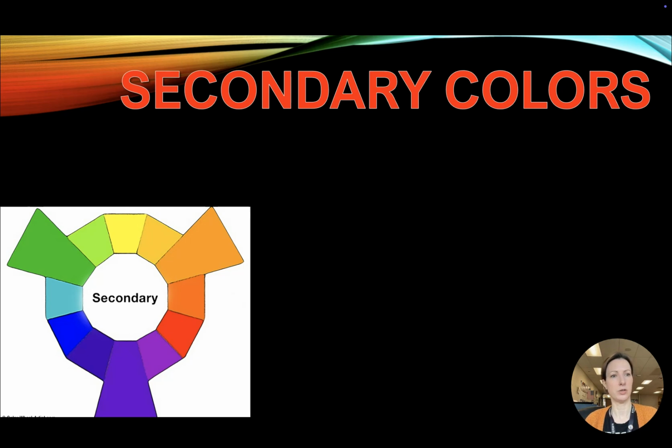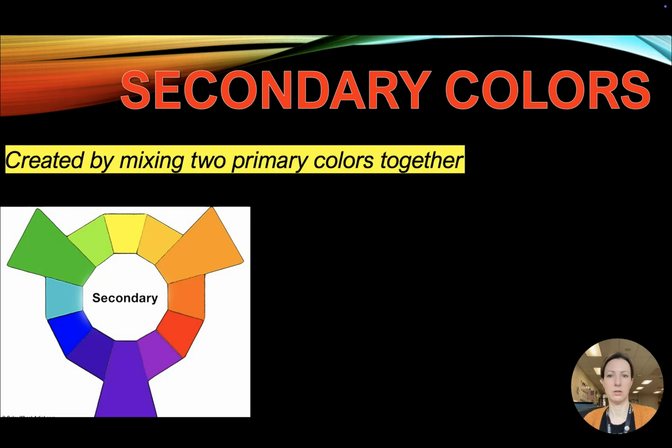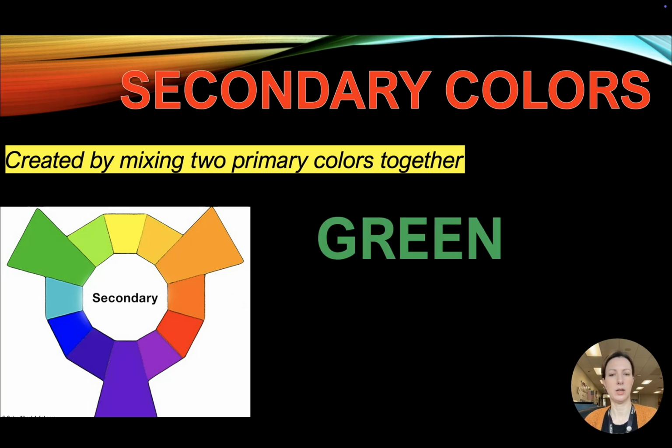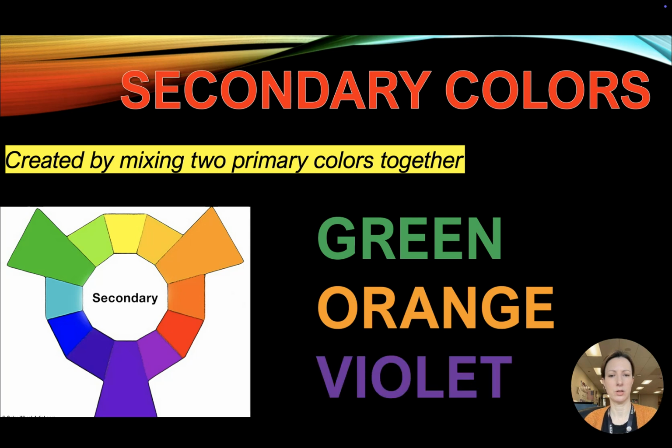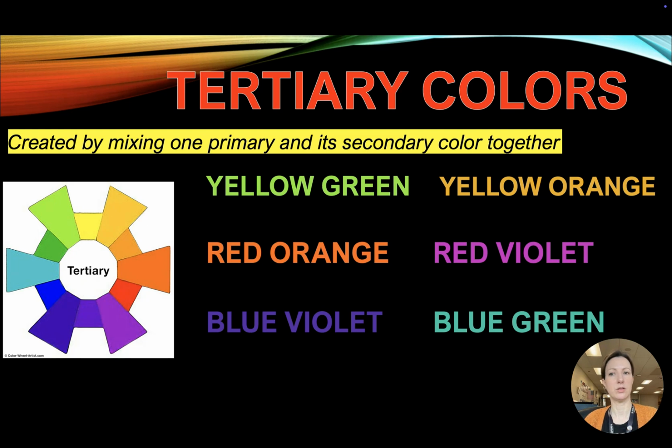Our secondary colors, so think second, are created by mixing the two primary colors together. So you get green, orange, and violet by mixing primaries together. Last are our tertiary colors. Tertiary colors are created by mixing one primary and then its secondary color. So the names of these colors tell you what's in the color. So yellow-green, yellow-orange, red-orange, red-violet, blue-violet, blue-green. So again, it's a primary and a secondary.